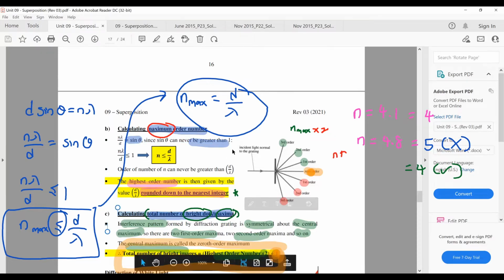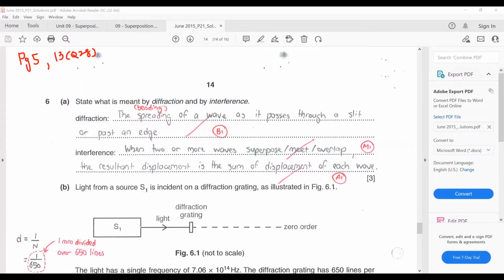This one you need to read carefully, the question, what they want. All right, have a look at page 5 of your worksheet. This one is a question on diffraction grating. What you have here is they say state what is meant by diffraction and by interference.